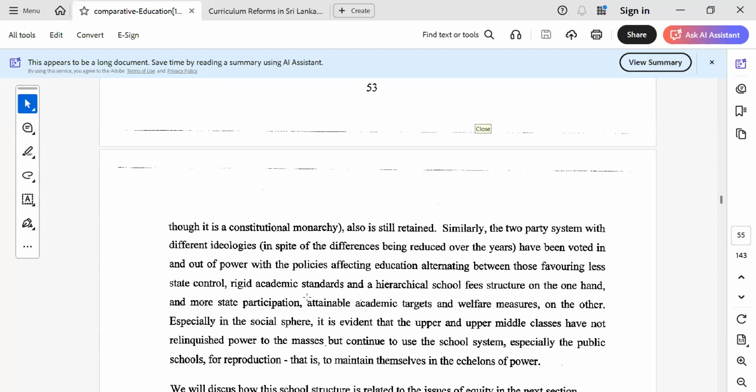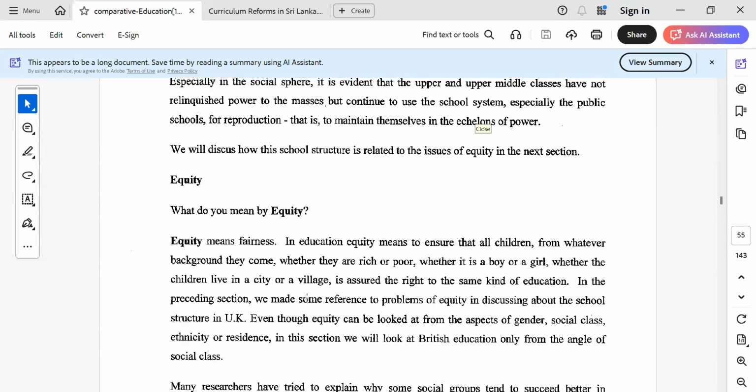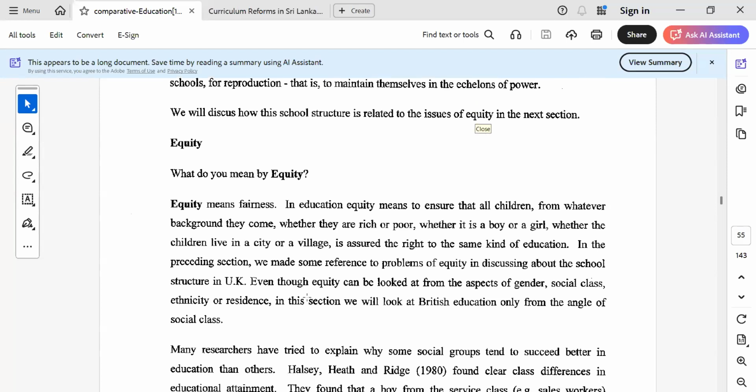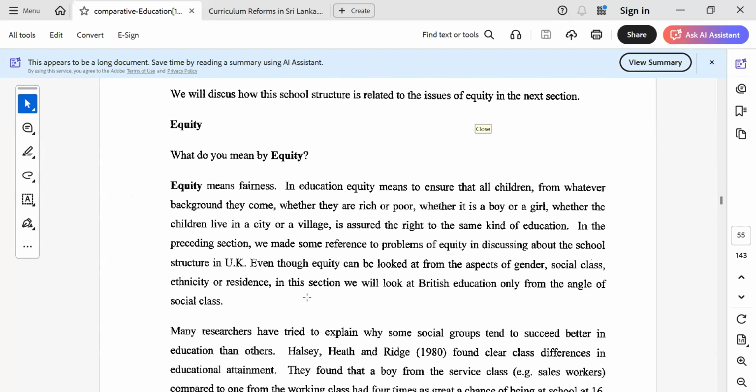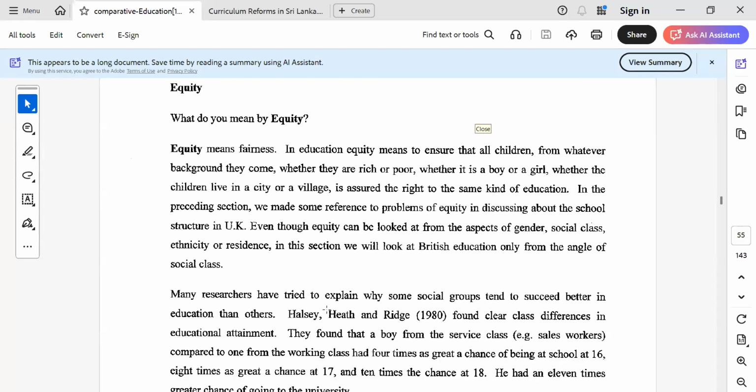Similarly, the two-party system, different ideologies, right? Equity. What do you mean by equity? Fairness, right? And there's no gender bias here. Equity means no rich, poor, no gender bias. Anyone can go to any school.